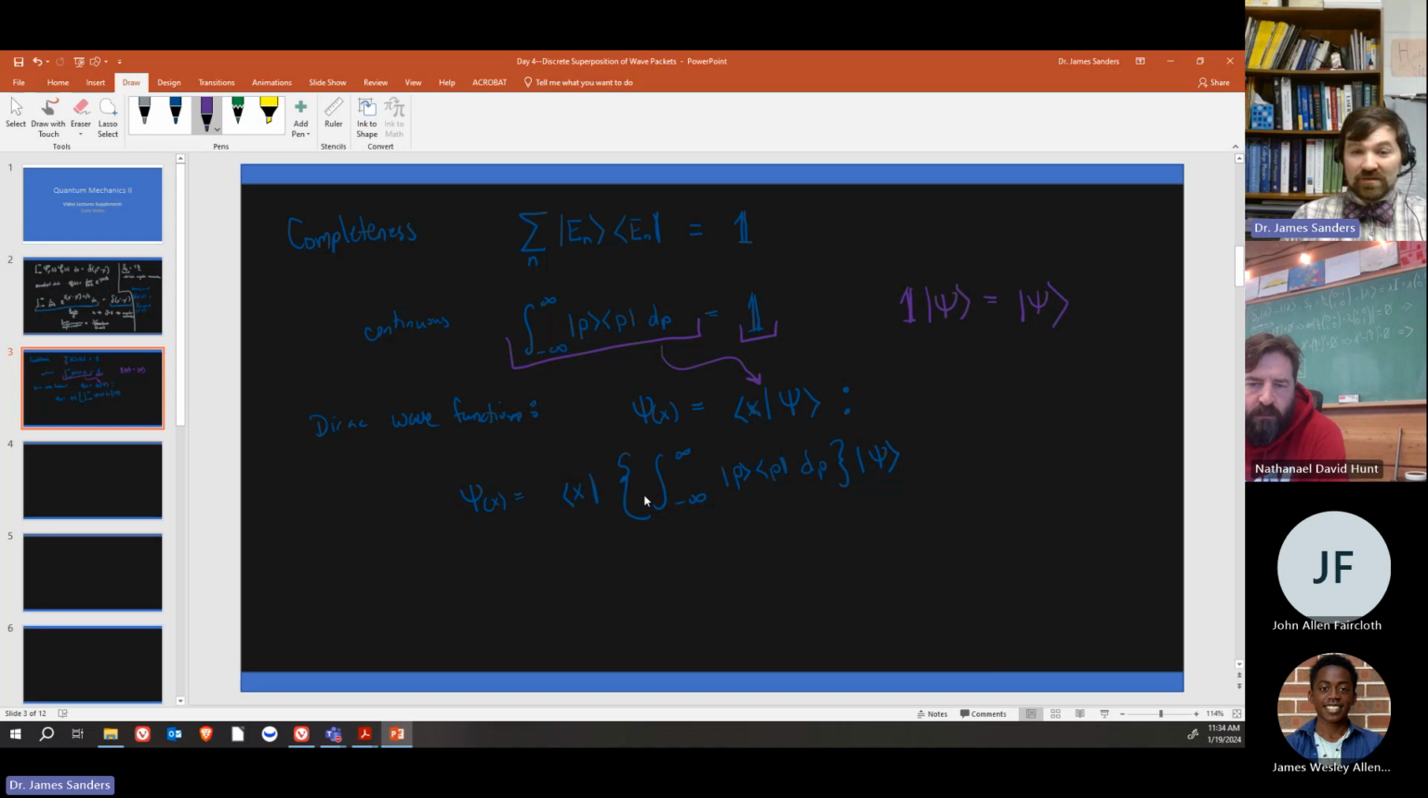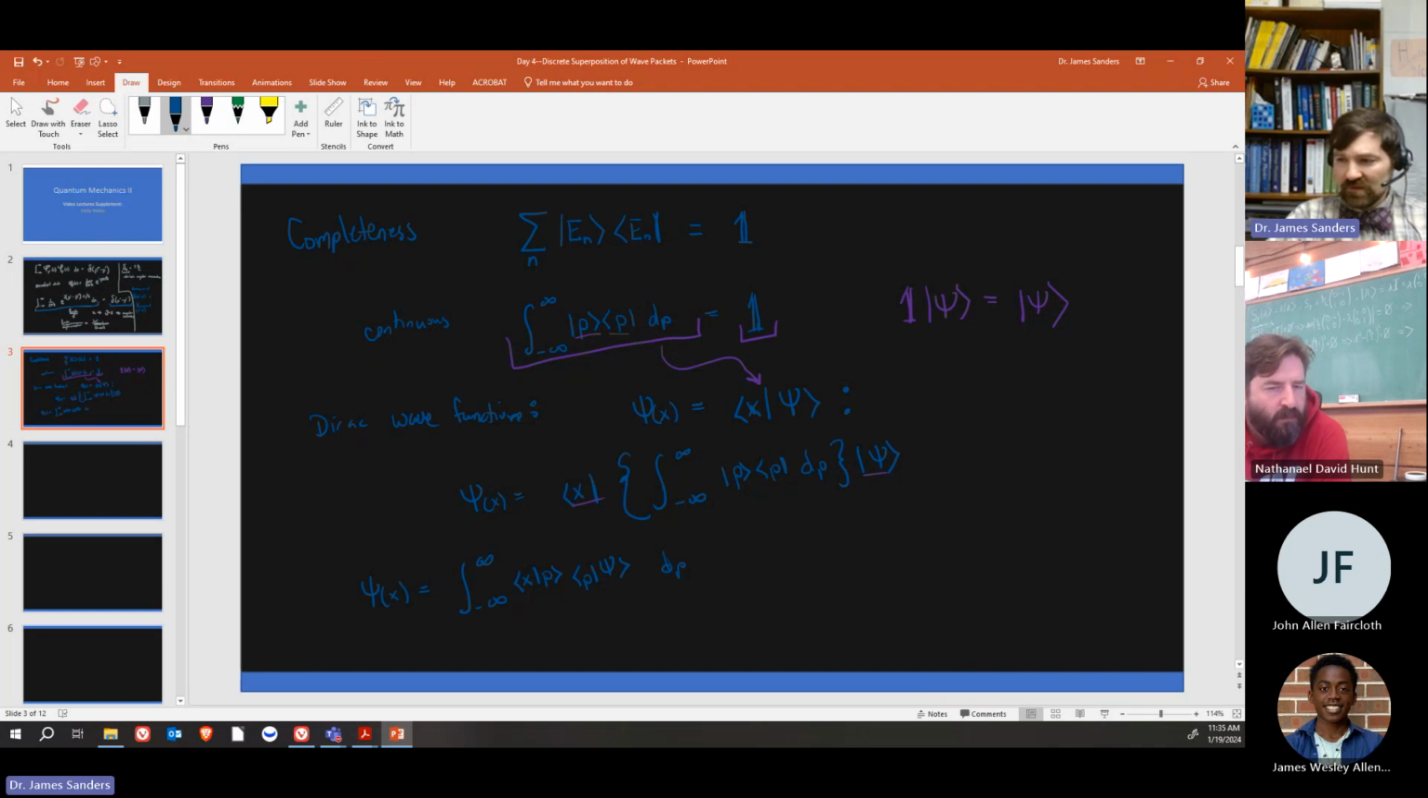All right. So now we take these two things and we take these two things and we distribute them. And so what we end up getting is psi of x from minus infinity to infinity of x and p. So that's our first one here. And then p and psi dp.